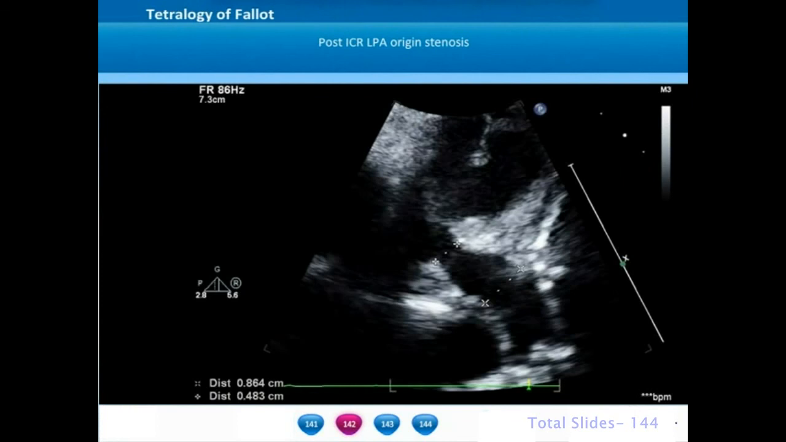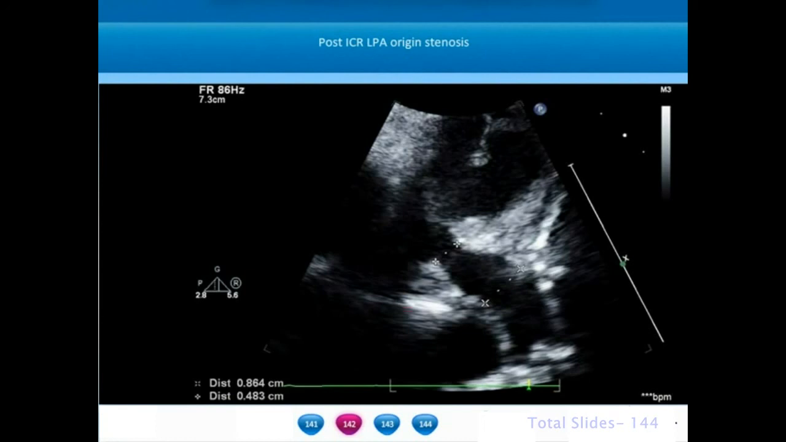Stenosis at the origin of the left pulmonary artery due to extension of the ductal tissue and subsequent cicatrization and fibrosis is quite common in tetralogy of Fallot. The left pulmonary artery origin narrowing will very often need an intervention for improving the blood supply to the left lung.